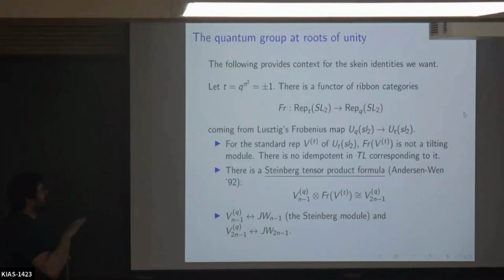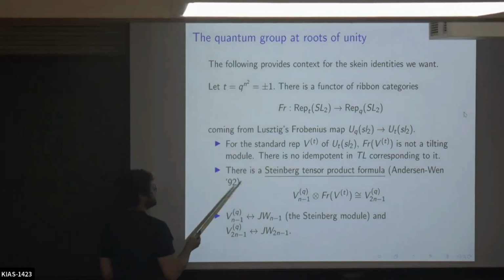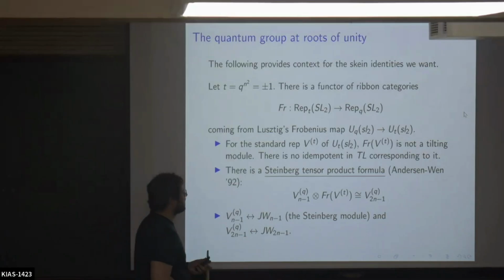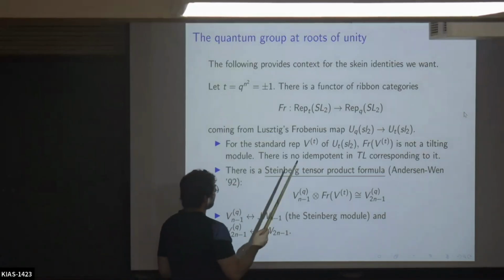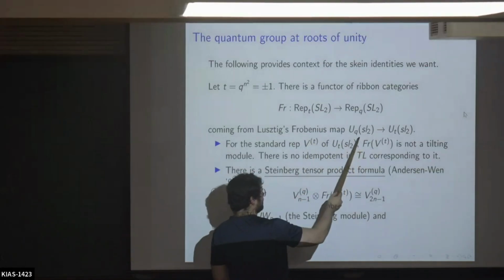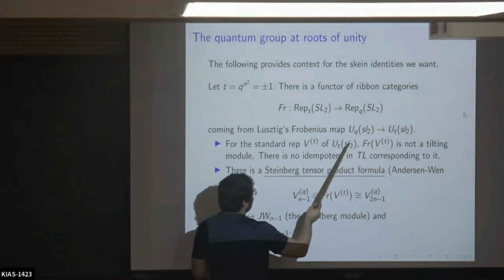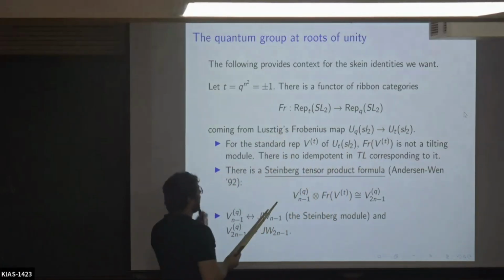Right, so our talk won't rely on this fact, but this will provide context for where these skein identities that we're looking for are coming from. And so in the situation that we're in, T is such that T to the n squared is plus or minus 1. So Q to the n is either 1 or minus 1. And in this situation, there's a Frobenius map for the quantum group that goes from the root of unity skein algebra to the classical skein algebra. And that induces a functor on the representation categories.